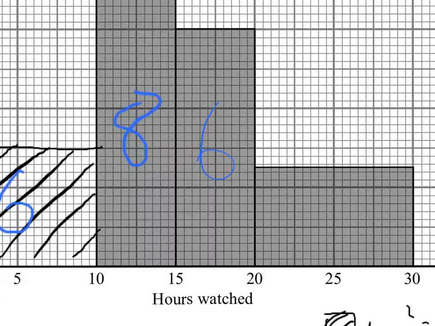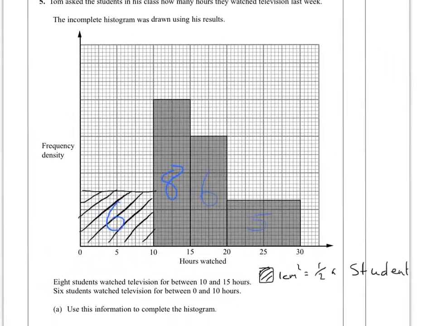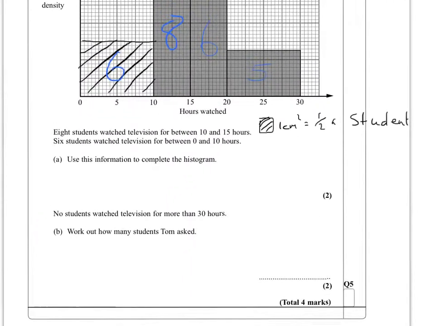And now for the last bar, we've got 1, 2, 3, 4, 5, 6, 7, 8, and then each one of these is half a square. So that was 8, 8.5, 9, 9.5, 10. So it's 10 squares altogether, which means this must represent 5 students. So the total number of students he asked is just 8 plus 6 plus 6 plus 5, which is 25 students.